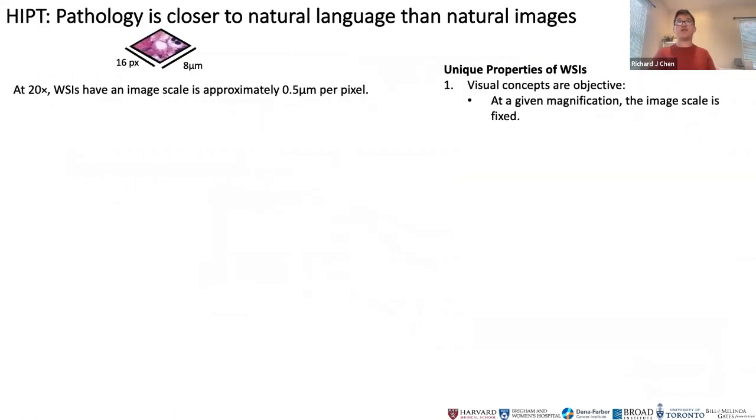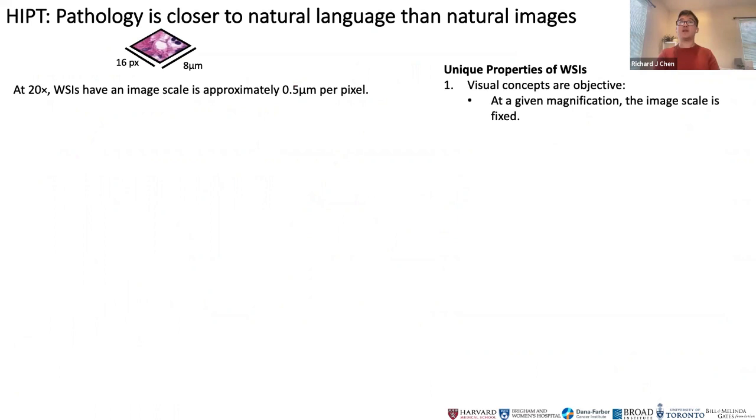How we do that is by going back and looking at the inductive biases of pathology. I think one unique thing is that even though it's a very complex computer vision domain, images are fixed at a given scale.